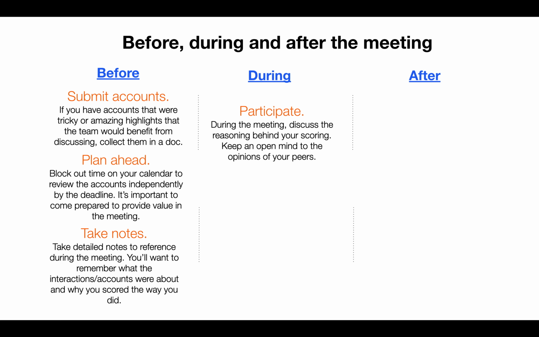During the meeting, participation is key. Share your scores, reasoning, and feedback. A successful calibration will contain a lot of discussion surrounding the accounts, so all opinions are heard before coming to an agreed scoring. Remember, keep an open mind to the opinions of your teammates and make sure everyone's point of views are heard. You may find yourself wanting to change your initial scoring or building off of someone else's feedback.